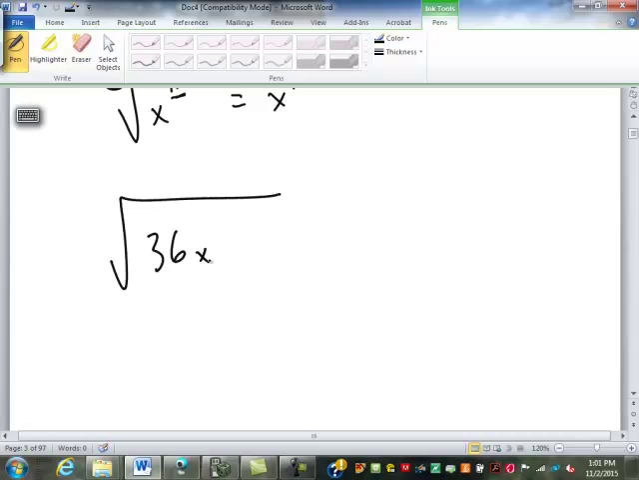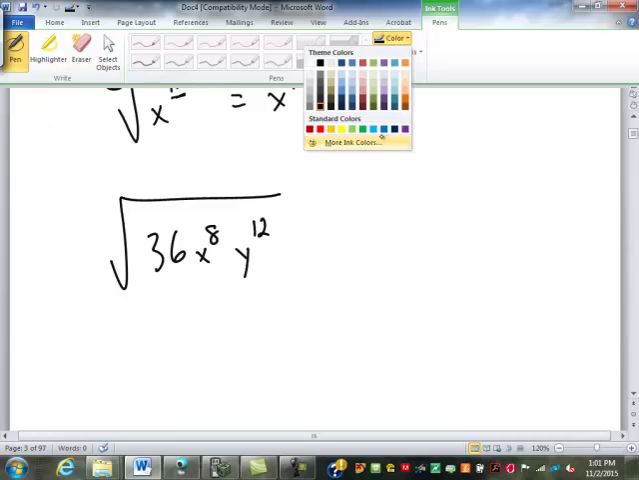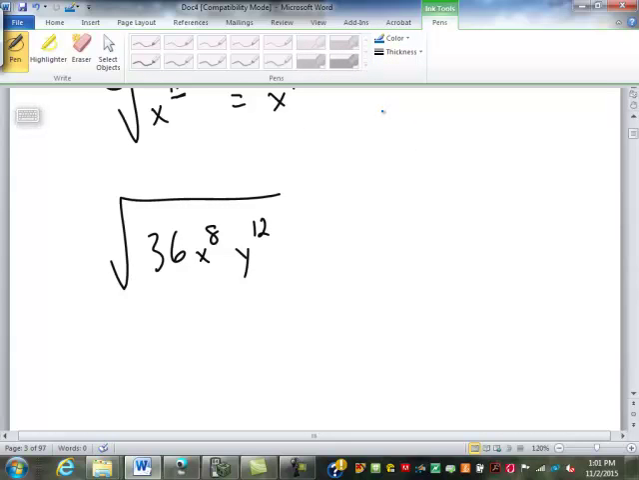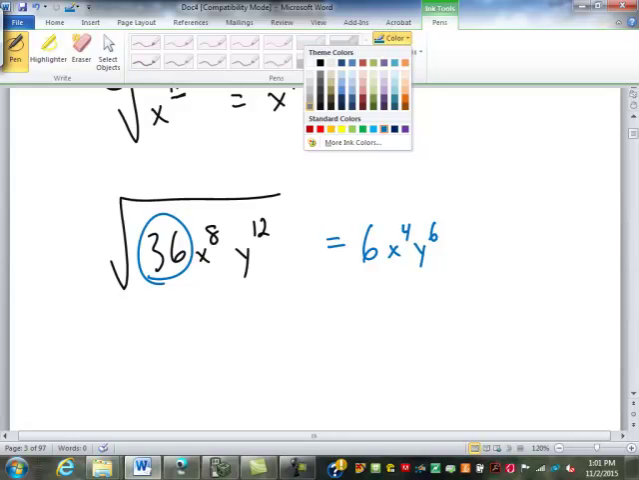So, what's this going to become? Perfect. Just like the powers, we take each piece. The square root of 36 is 6. Now, technically, it could be negative 6 also, but we're only going to worry about the positive one. X to the 4th, y to the 6. Yeah, so we square root the number portion, the count portion, and then we just divide the powers on the names by 2.